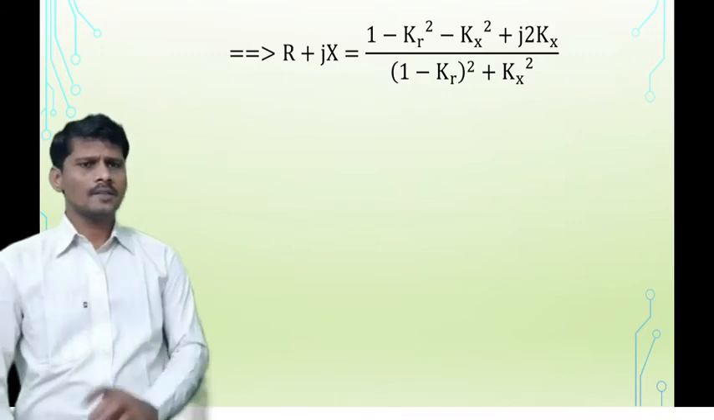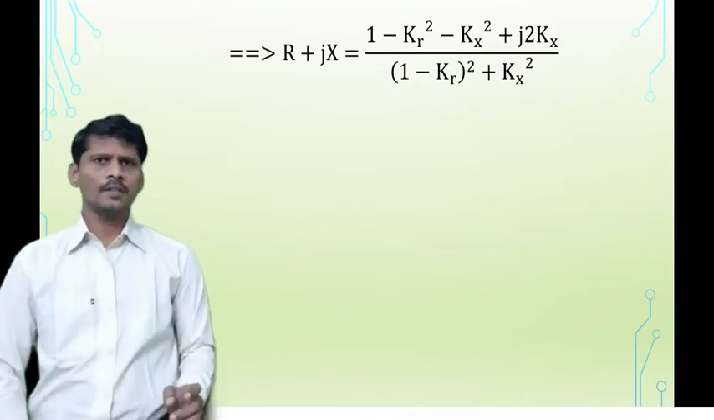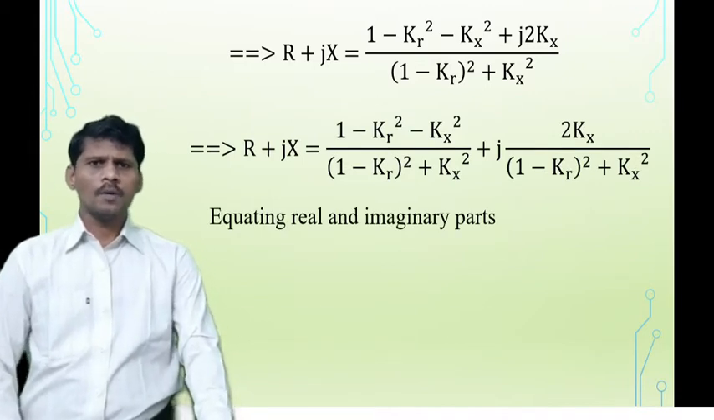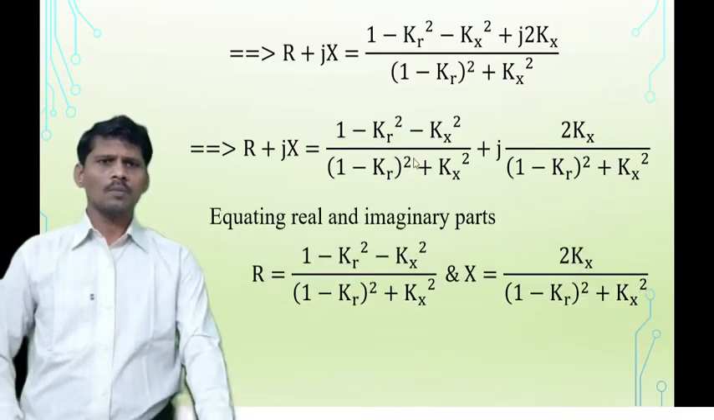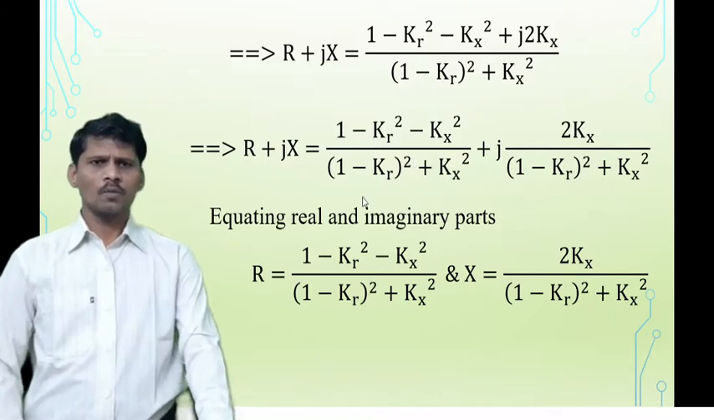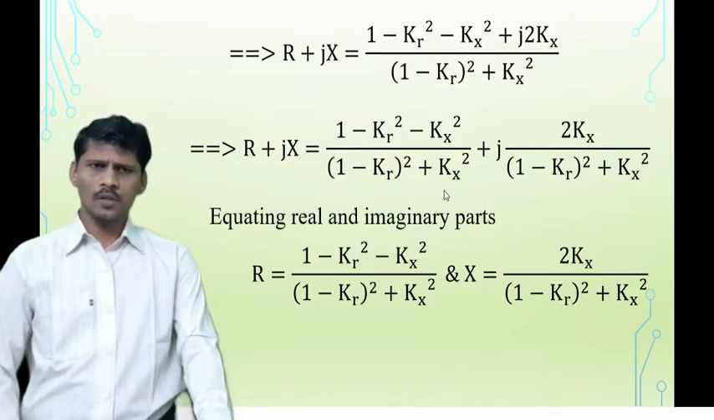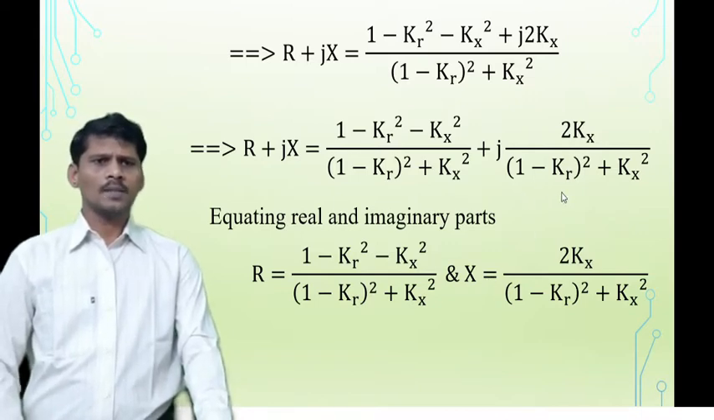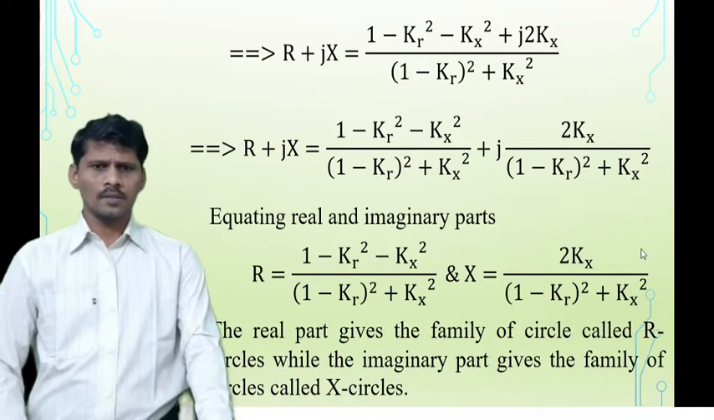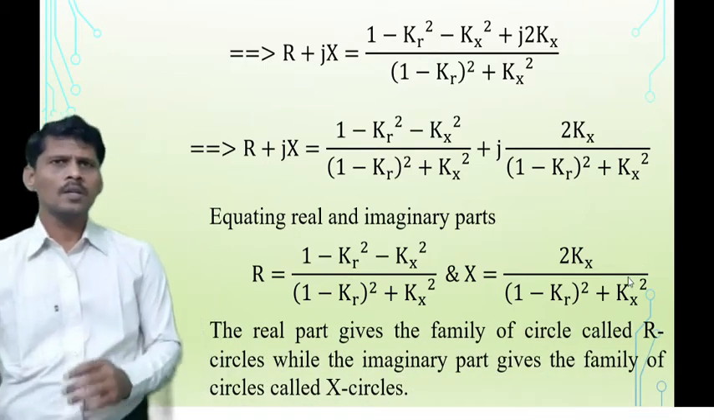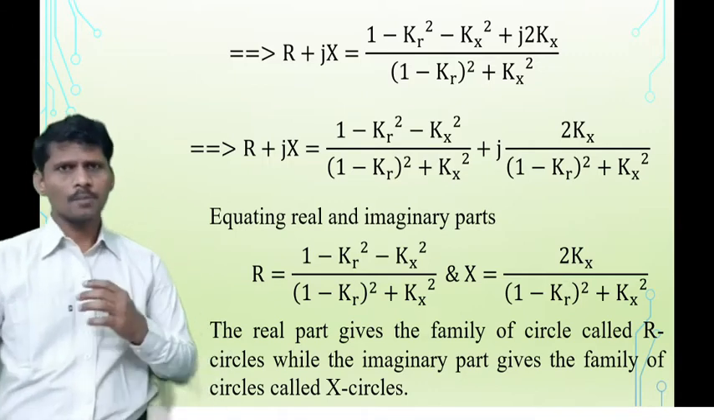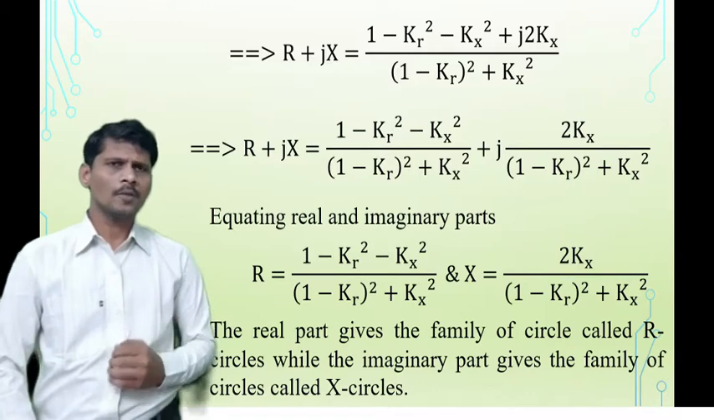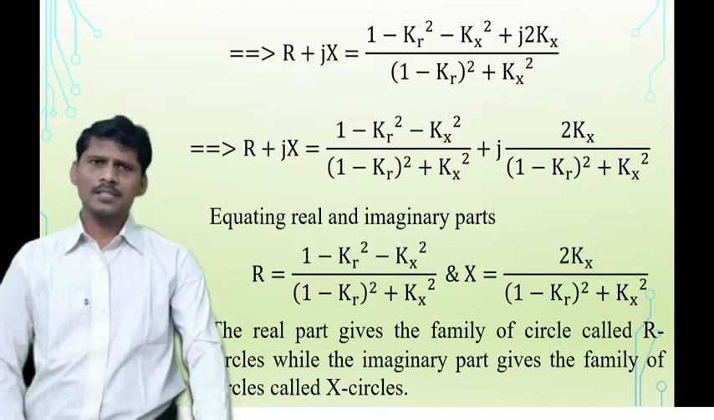Separating the real part and imaginary part, and equating on both sides, the real part, capital R, is equal to 1 minus Kr square minus Kx square by 1 minus Kr whole square plus Kx square, and the imaginary part, X, is equal to 2Kx by 1 minus Kr whole square plus Kx square. The real part gives the family of the constant R circles, and the imaginary part gives the family of the constant X circles.